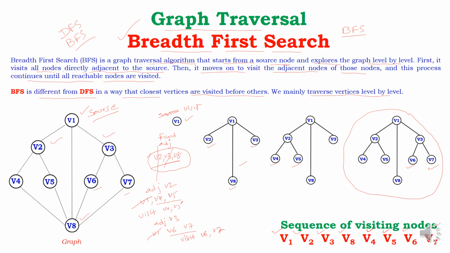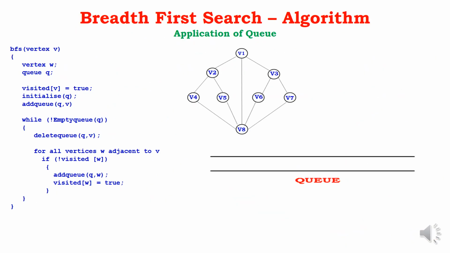For this, we use a queue. How to traverse or visit the nodes using breadth first search, with the help of a queue, I will explain. Let me explain the algorithm to traverse the graph using the BFS method, which uses a queue, so it is nothing but an application of queue.